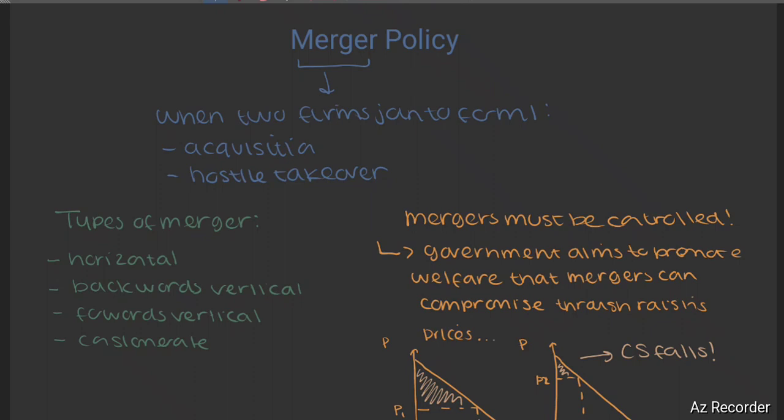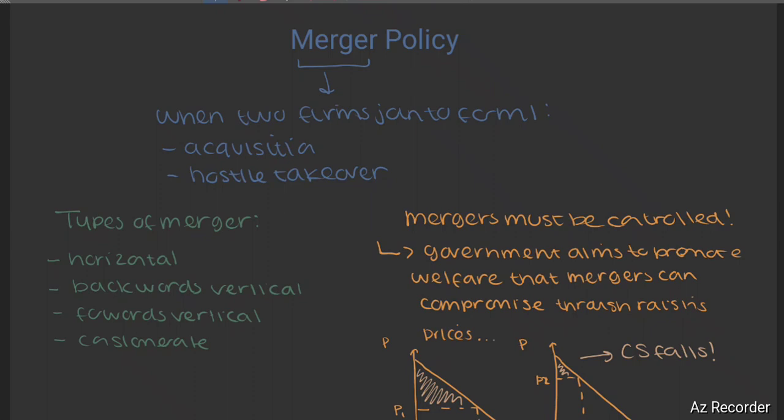So a merger occurs when two firms join to form one. This can happen through acquisition, through hostile takeover. And in the course, there are four types of mergers that we explore. A horizontal merger, where two firms in the same industry and the same stage of the production process merge. So maybe two car manufacturers, two car producers, etc.